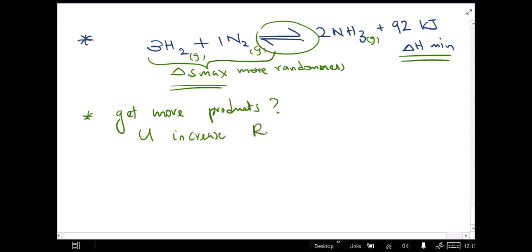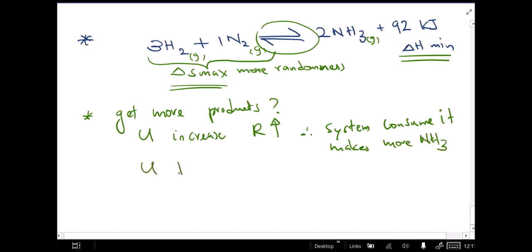So let's say for this reaction, if you increase the reactants, what happens, based on Le Chatelier's principle, is the system is going to push the reaction to the right to make more products, to minimize the strain of more reactants, right? So it makes more ammonia, or the equilibrium shifts to the right. That's what happens if you increase hydrogen or nitrogen.